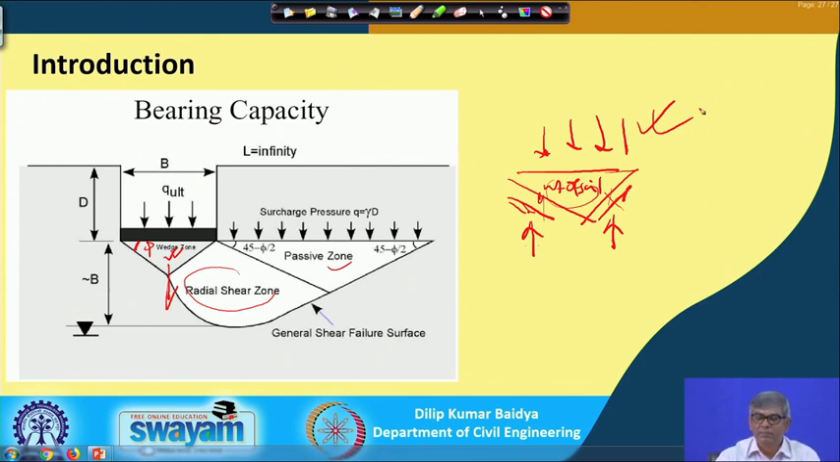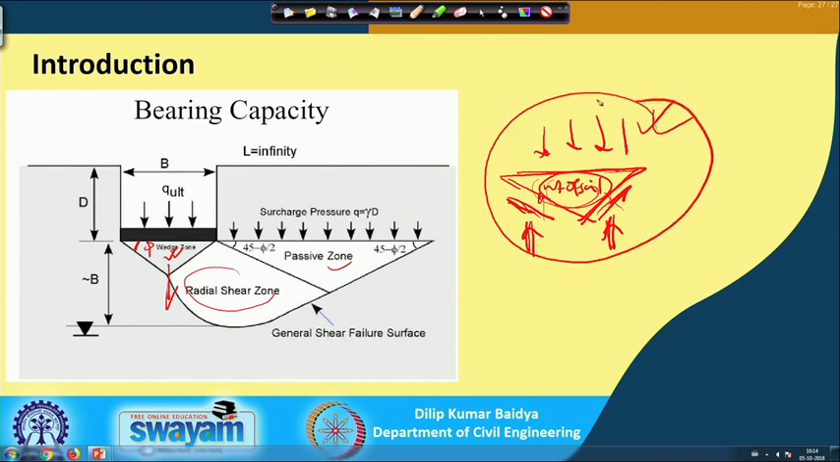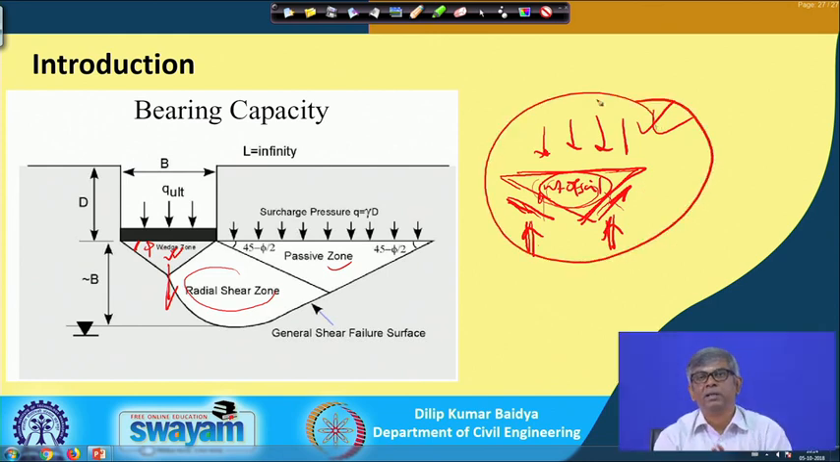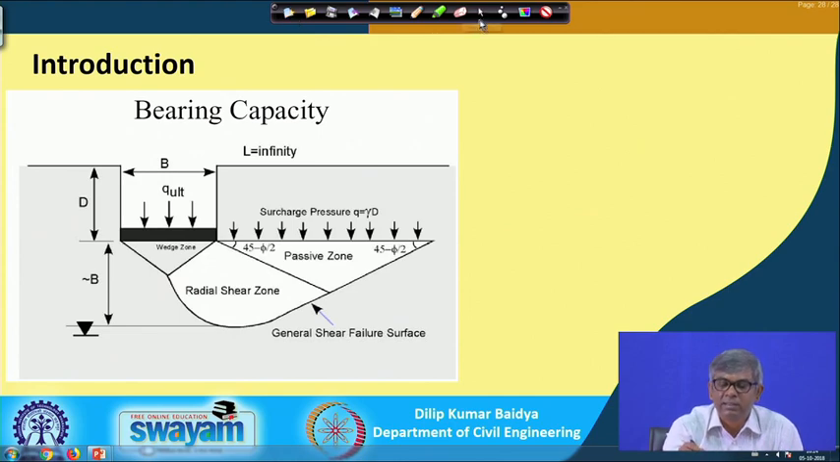I will continue with this in the next class: I will take this wedge and consider its equilibrium, calculate this force, this force and this force, find out the weight of the soil here, and then consider the vertical equilibrium of this entire system. From there I will express the bearing capacity equation in terms of Nc, Nq, N gamma, and that is the thing which we finally have to use in design. Perhaps I can discuss this elaborately in the next class.